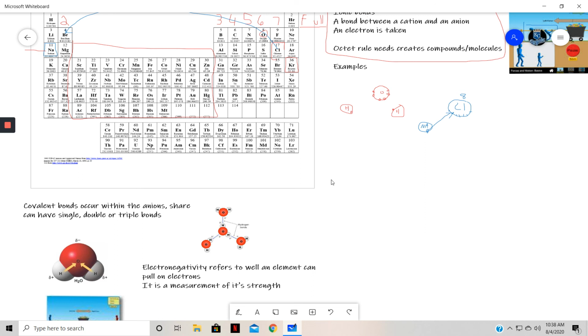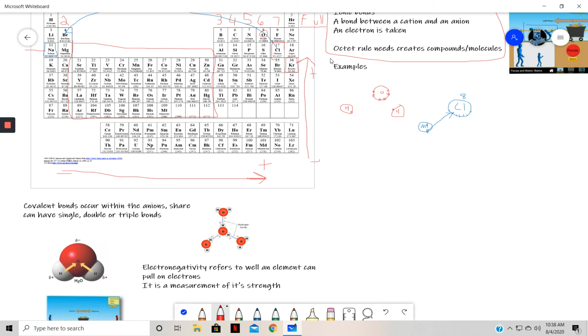And the way this works is that, get a pen here, as you go from left to right, okay, the elements get stronger. So I'm going to put a plus sign and then a negative sign. It's not plus or minus. This is weaker, stronger. Okay. Same way as you go up. As you go up the periodic table, weaker, stronger.